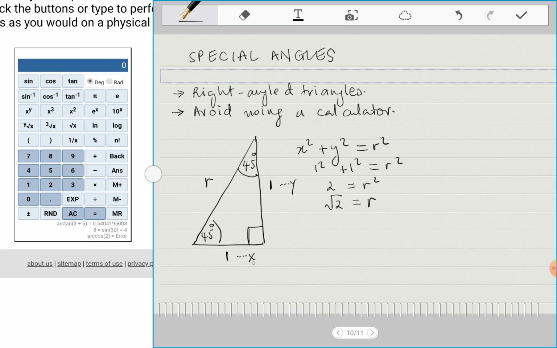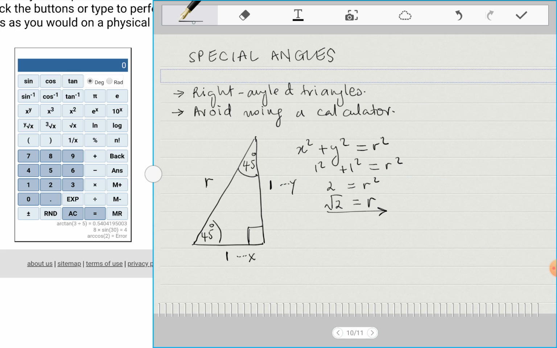Now just remember that r is always positive, the hypotenuse is always positive, so it would always be the positive square root of 2. So remember, when you square root anything, it gives you a positive and negative, but you'd only choose the positive here because of that positive nature of the hypotenuse.